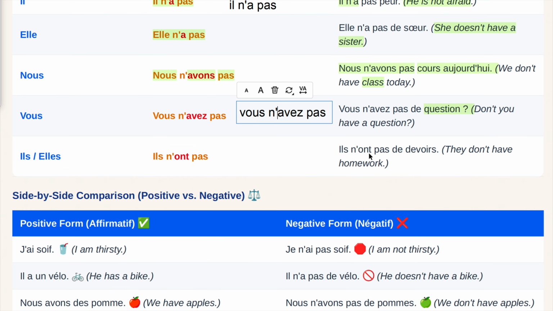D'accord? And the last one is for the ils or elles category, the plural category. For example, you are saying they don't have homework.